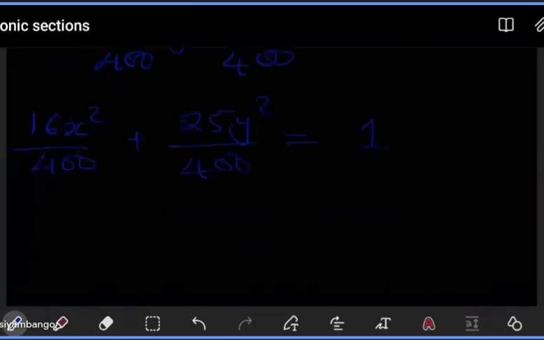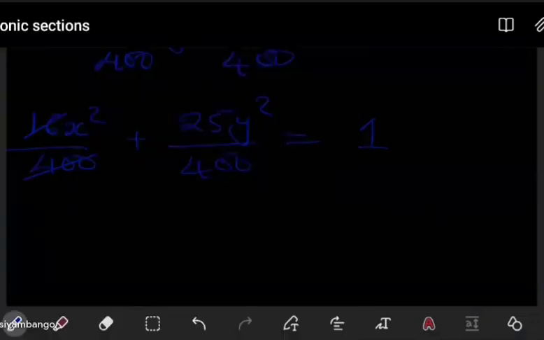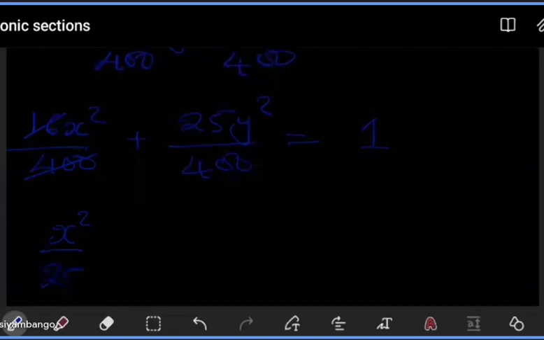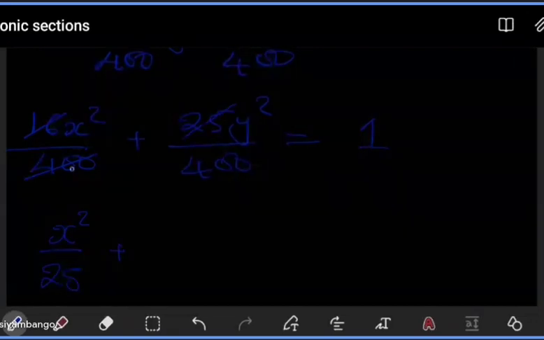From here now, is it possible to simplify? Well, ask yourself, 16 here goes once. Does 16 go into 400? Yes, it can. How many times? 25 times. So in this case, it gives 25. In the same way, 25 here goes once, because 16 went 25 times, we expect 25 to go 16 times. So we'll have this, and then this will be over 16 equals 1.